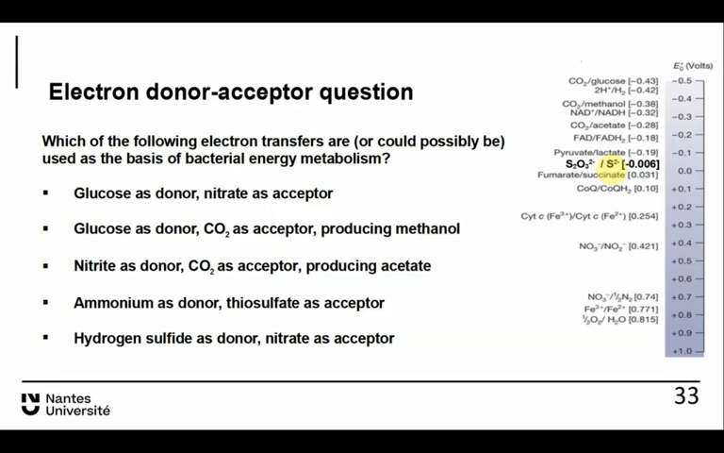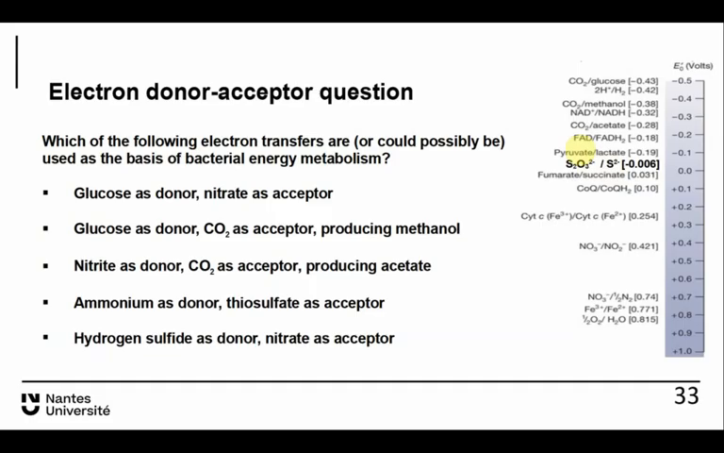Hydrogen sulfide as donor, nitrate as acceptor. Who says yes? Oh yeah, it's the other way around, right? The other way around it works. And can everybody see this or not? Oh man. I'm guessing that you don't really get this.